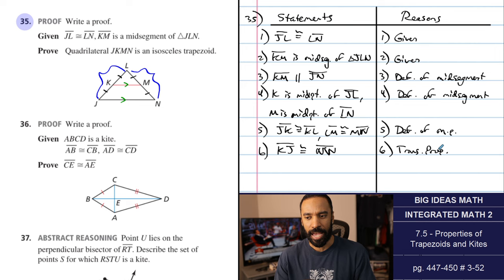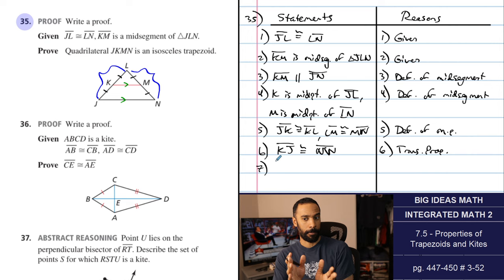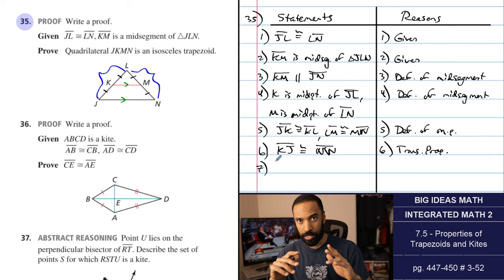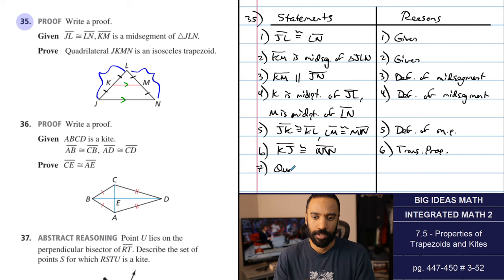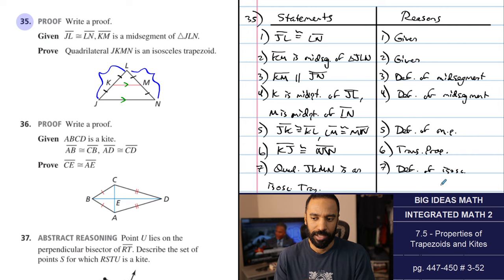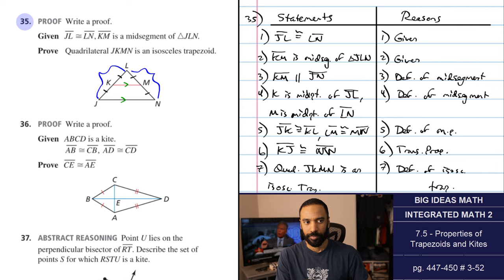Now that we have a trapezoid with the parallel part, and we have congruent legs, quadrilateral JKMN is an isosceles trapezoid by definition of isosceles trapezoid. So that's just the whole thing that we have there. All right, that's going to work for me. Number 36.